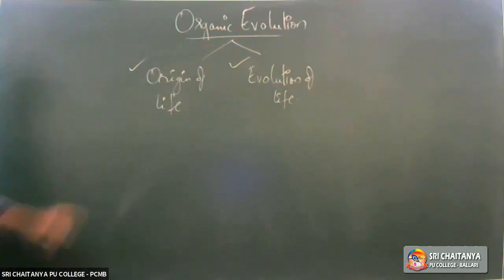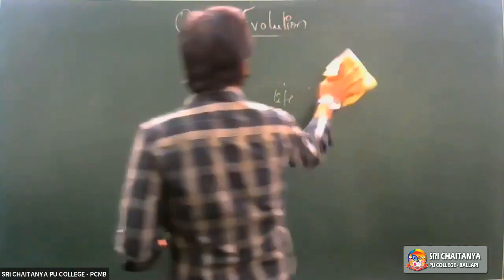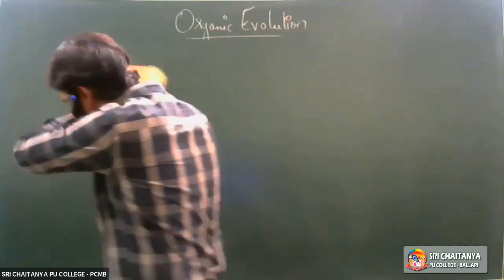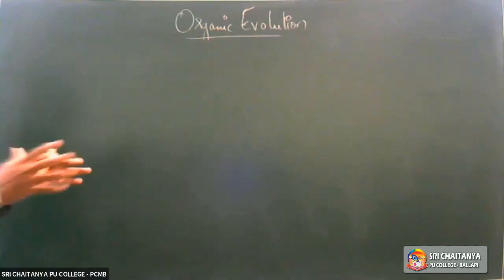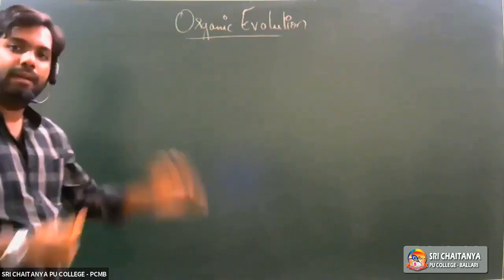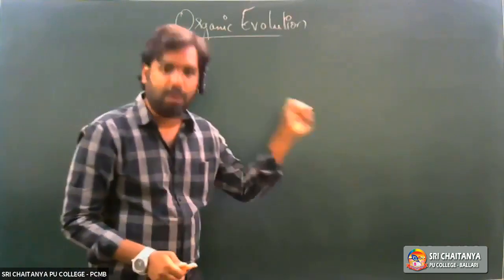So first, let us begin with the first one, origin of life on the Earth. With regards to origin of life on the Earth, several scientists came up with several theories to show that life originated in so and so manner. But again, remember, all of these theories are nothing but hypotheses.